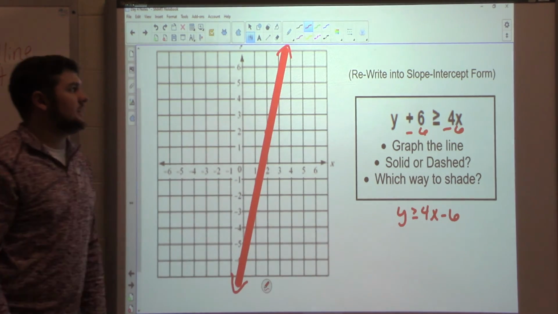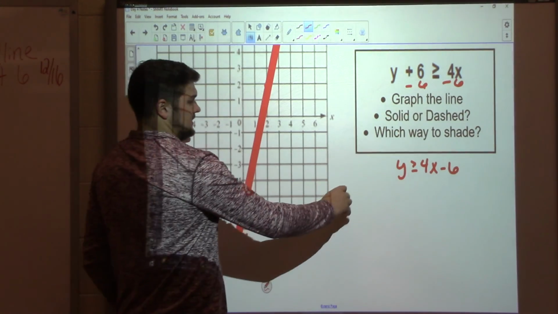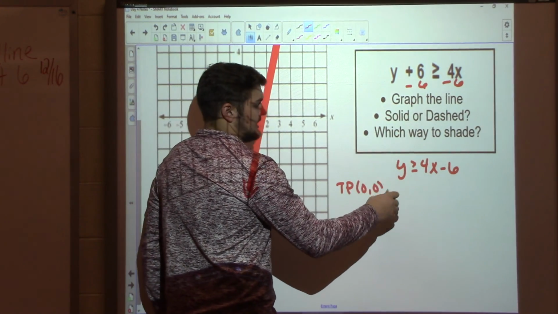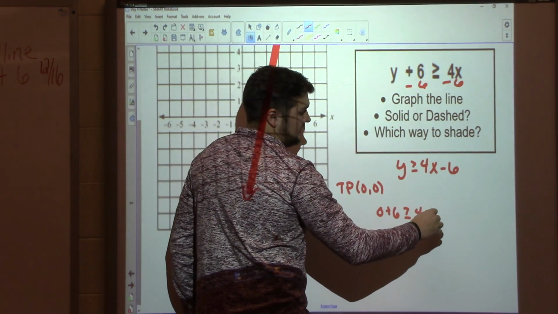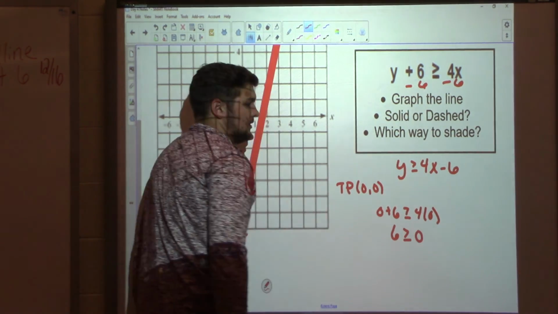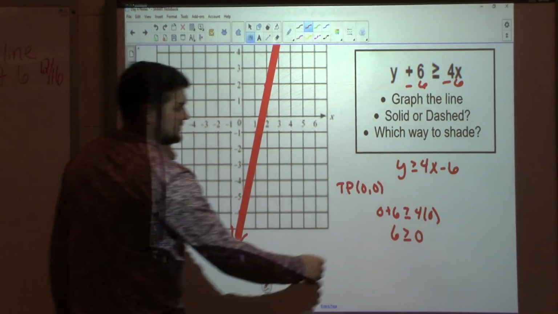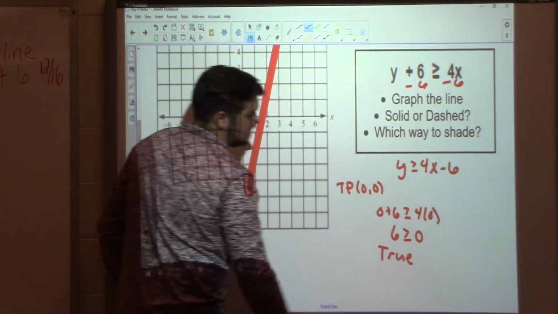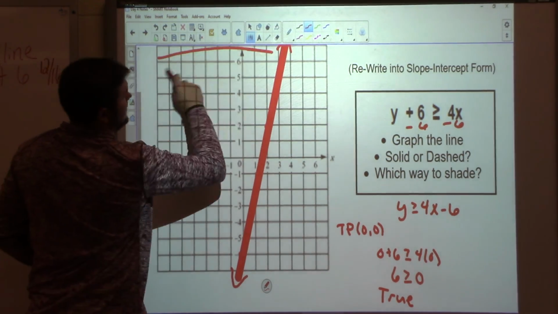Make sure I put arrows on it. And then I need to pick a test point. Can I pick 0, 0? Yeah, it's not on the line at all. So I'm going to take 0, 0 and plug it back into my original inequality. 0 plus 6 greater than or equal to 4 times 0. Well, I get 6 greater than or equal to 0. Is that true? Yeah, 6 is greater than 0. So I'm going to take the side that has my test point on it, and I'm going to shade that whole thing in.